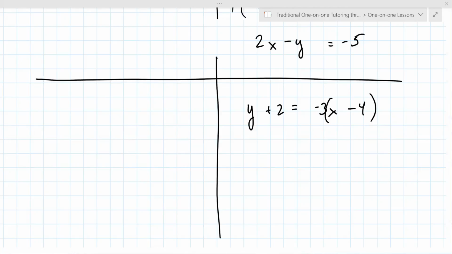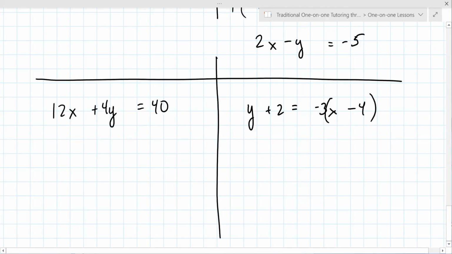Three x plus y equals 10. Okay, so let's say I come over here and I tell you that it's 12x plus 4y equals 40. You said this is 3x plus y equals 10. Are these the same? They sure don't look the same.